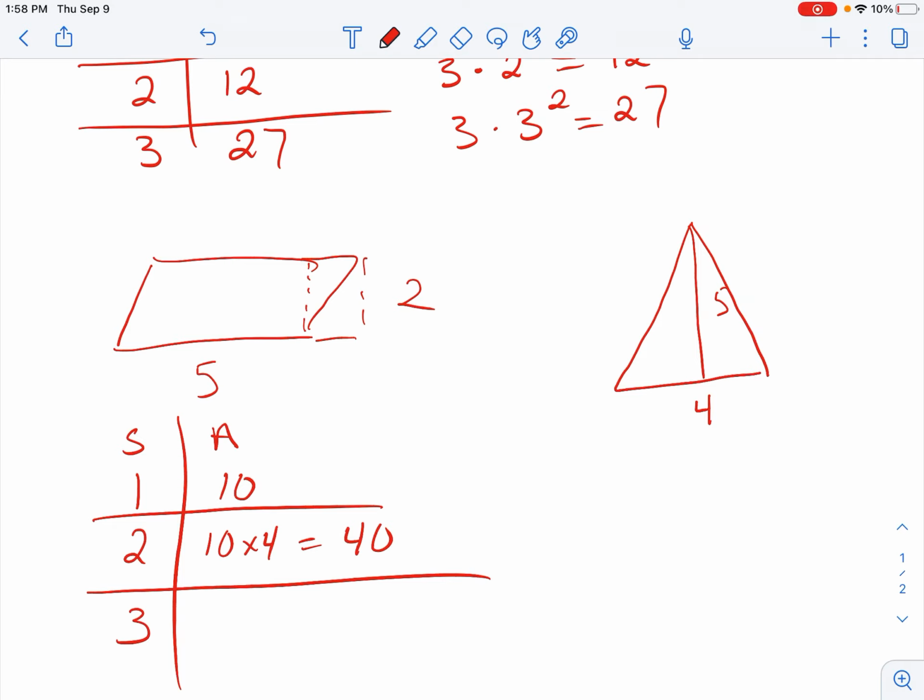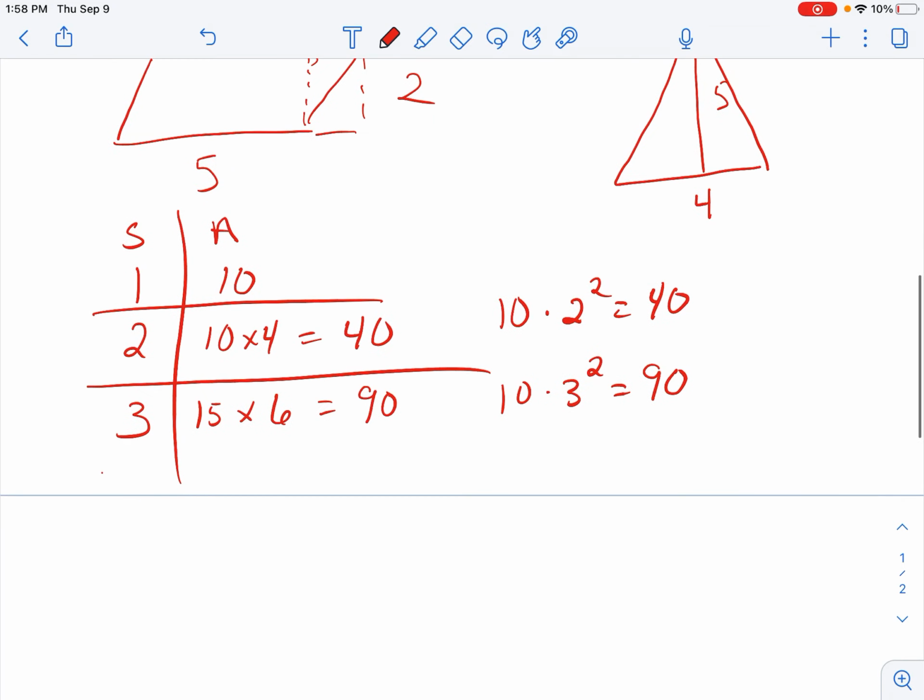A scale of 3, everything's going to increase by 3. So 5 times 3 is 15. 3 times 2 is 6. 15 times 6 is 90. Okay, and what you're going to see is that this follows that same pattern. 10 times 2 squared equals 40. 10 times 3 squared equals 90.